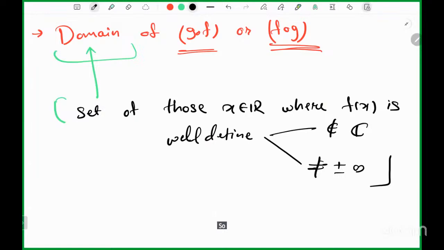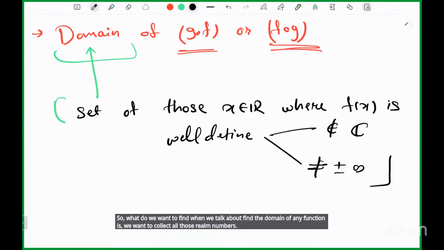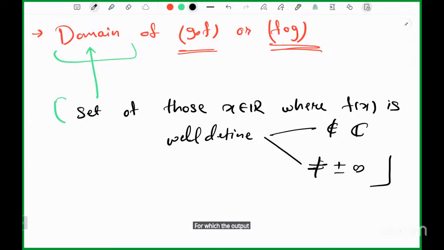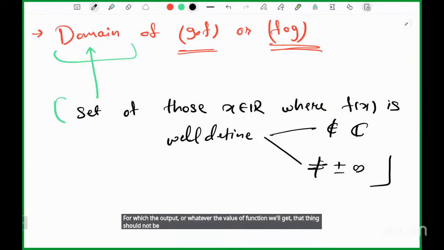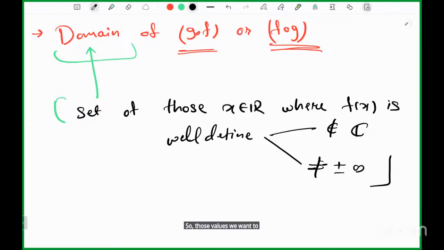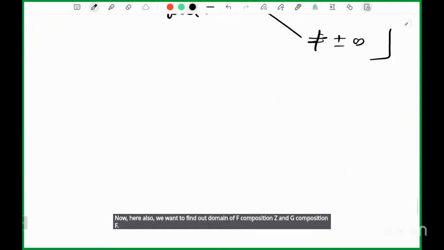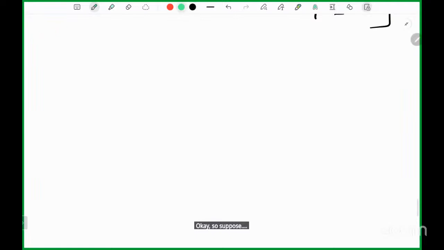So what we want when we talk about finding the domain of any function is to collect all those real numbers for which the value of the function is not equal to plus or minus infinity, and not a complex number. Whatever set we get, that set is called the domain of that function. Now here also we want to find the domain of f composition g and g composition f. Okay, so suppose first we'll start with the g composition.